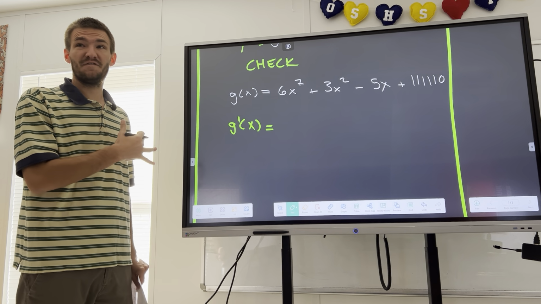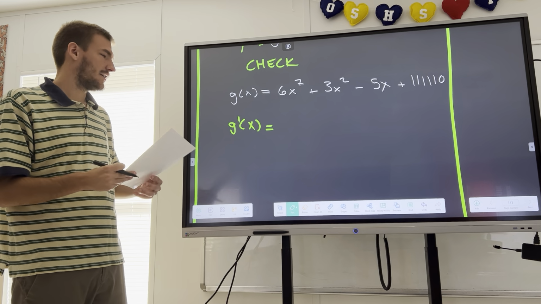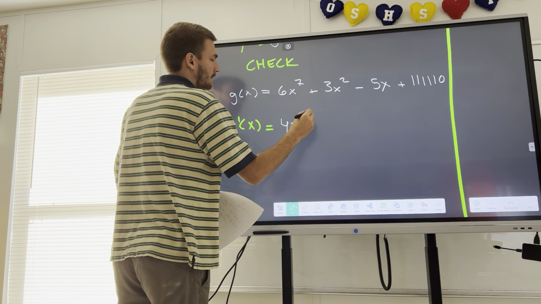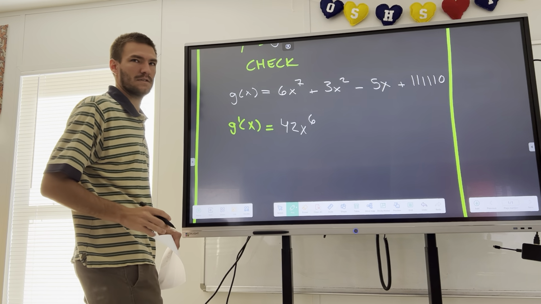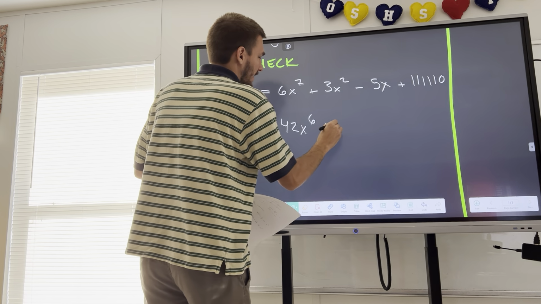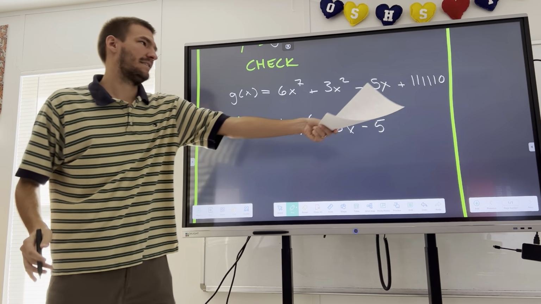Taking the derivative, power rule, polynomial. All right, did we get 42x to the power 6? Yep. Nice, put the 7 with the 6, easy, move it down, minus 1, cool. Did we get 6x minus 5?